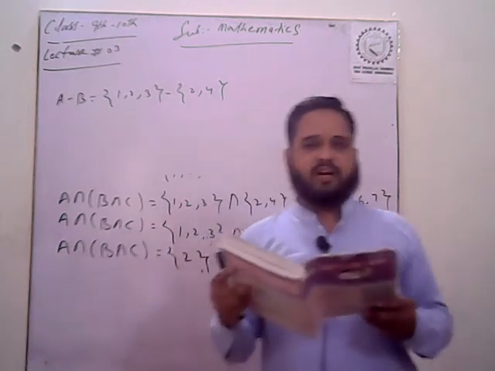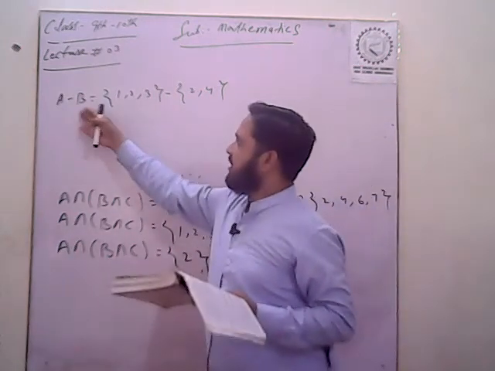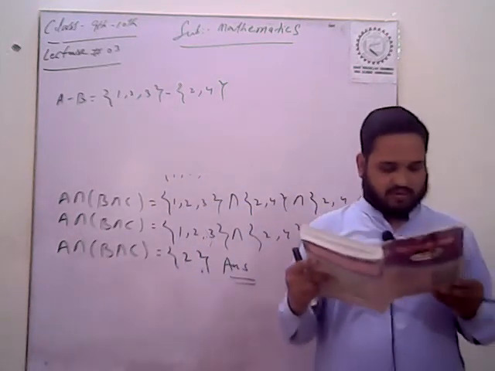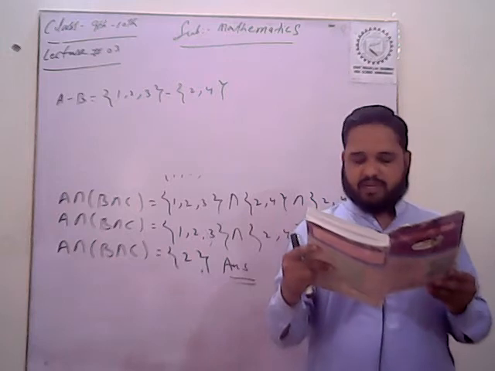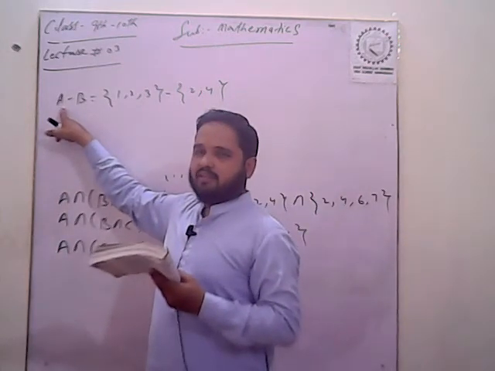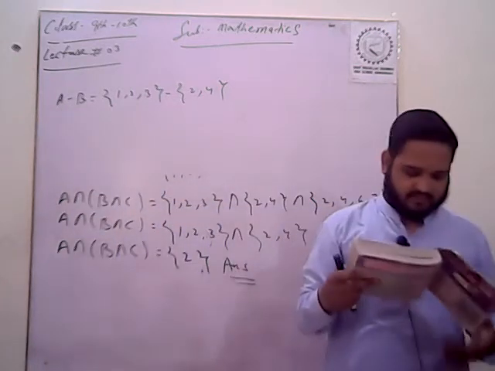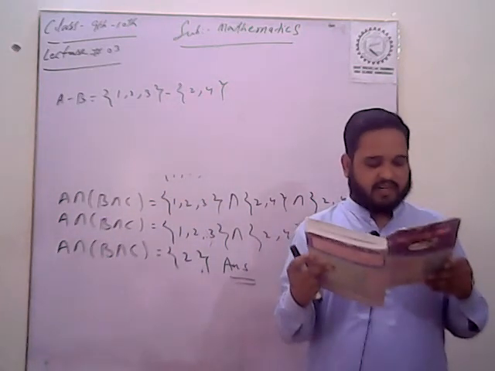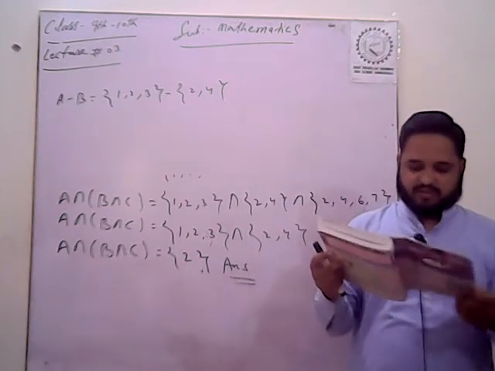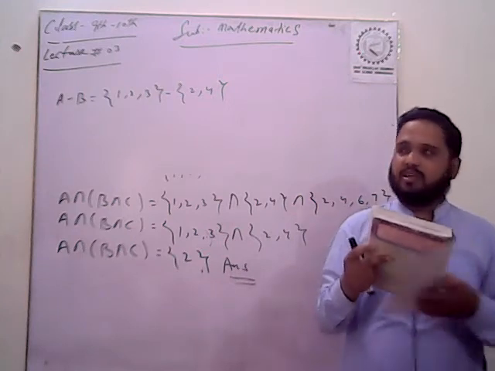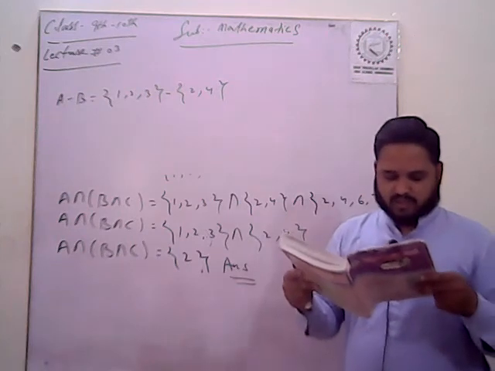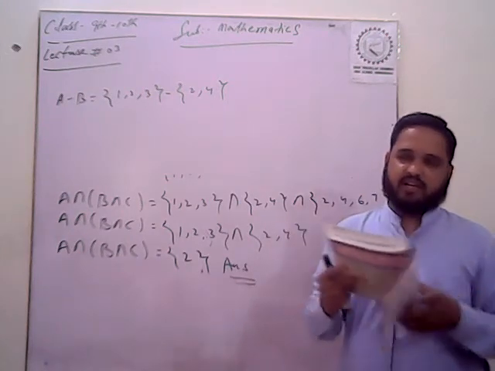Let A and B be any two sets. For example, A and B, this is any two sets. The difference of sets A and B, which is denoted by A difference B, is the set containing those elements that are in A but not in B, which means those elements that are in A but not in B.